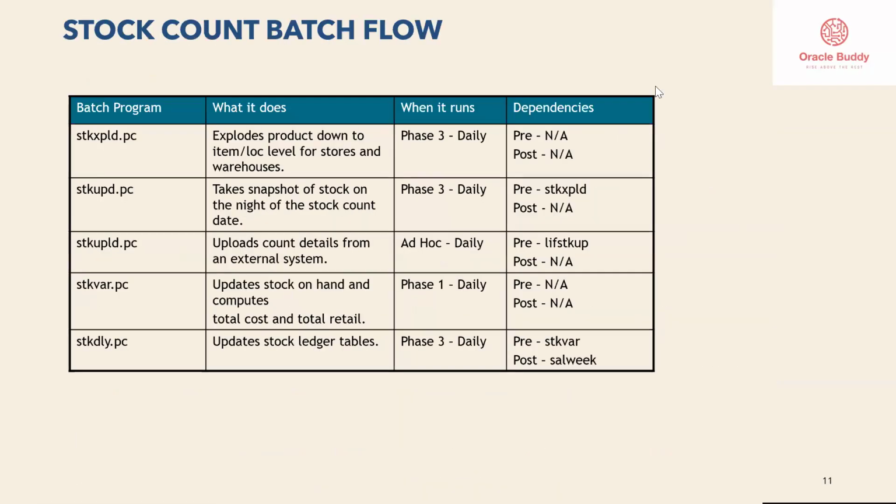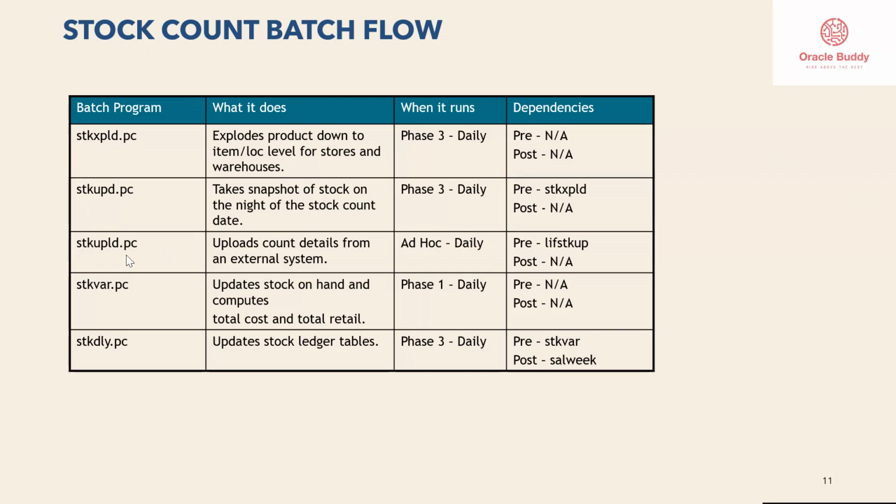So these are the stock count related batch flow. First batch is STKXPLODE batch. What it will do is explode the product down to item location level for stores and warehouses. Then it is STKUPD. It takes the snapshot of stock count the night of the stock count date.